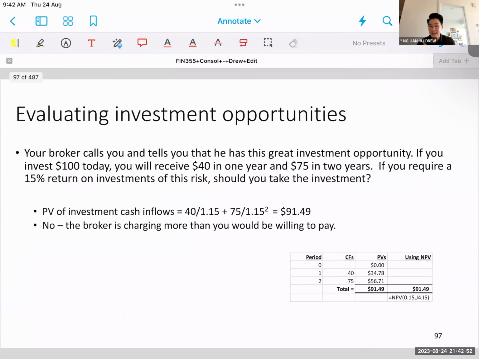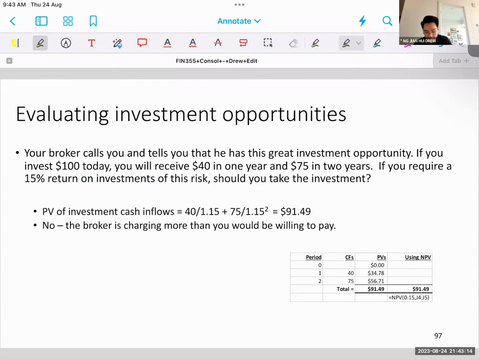Okay. So this is an example, again, using the NPV formula. A broker calls you and tells you that he has a great investment deal. You invest $100 today, you receive $40 in 1 year and $75 in 2 years. Your required rate of return is 15%. Should you take this investment?